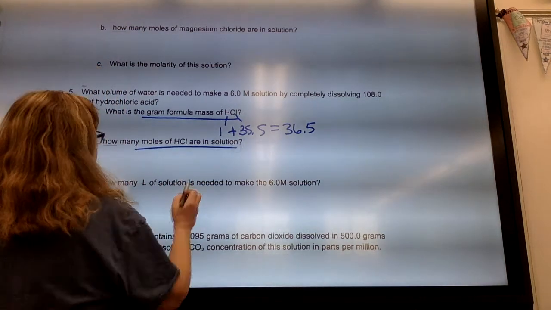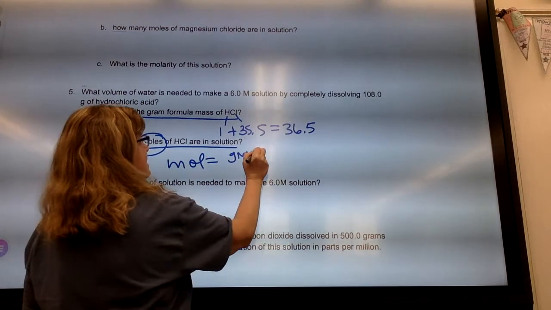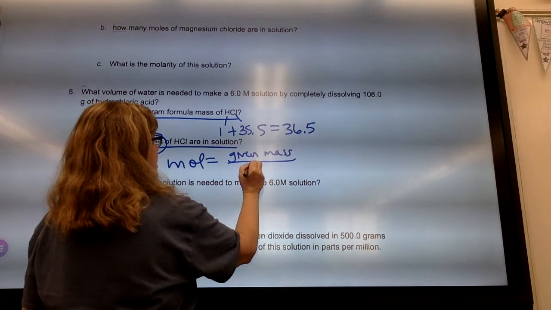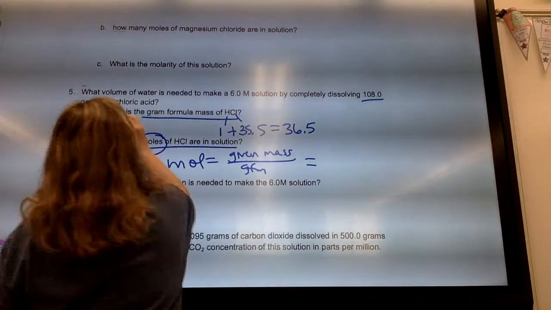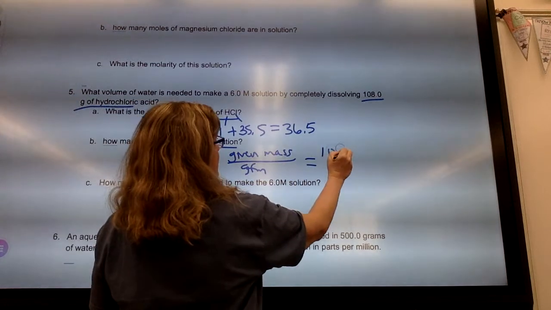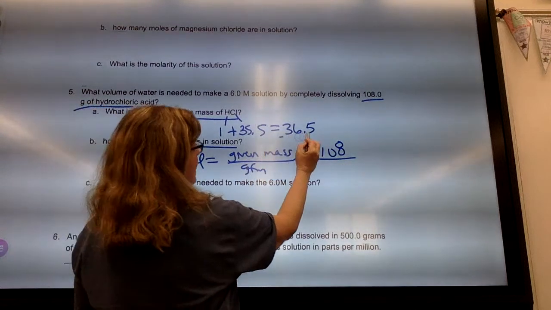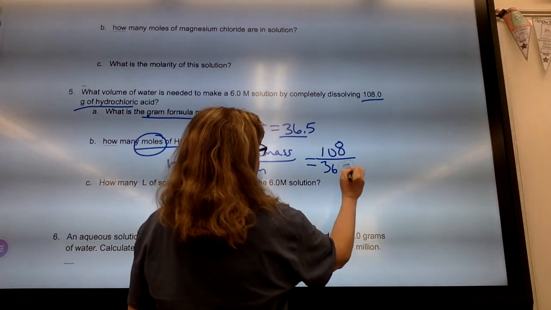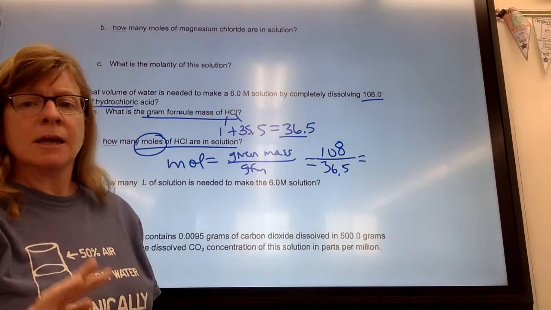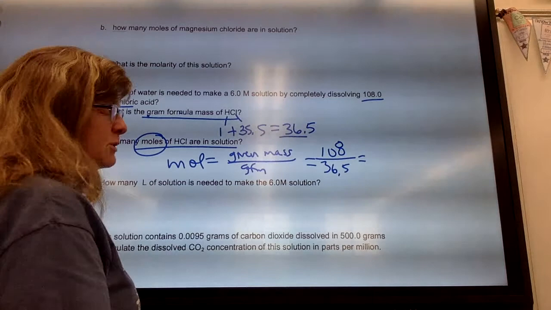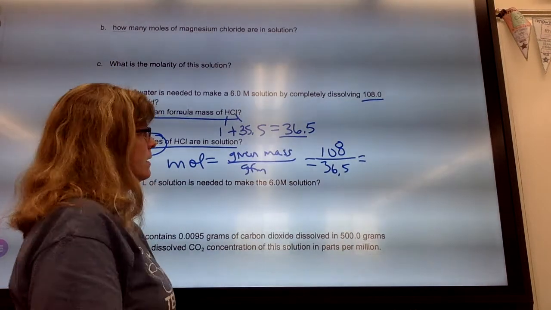How many moles of HCl in a solution? Moles. The mole formula is the given mass over the GFM. The given mass in the problem is 108 grams. Okay, the gram formula mass, you just figured it out. There you go. And then you just divide. Again, if you round it differently, that's fine. So it's approximately 3 somewhere in there. Okay, 2.93.